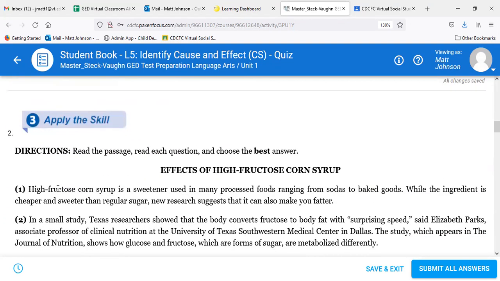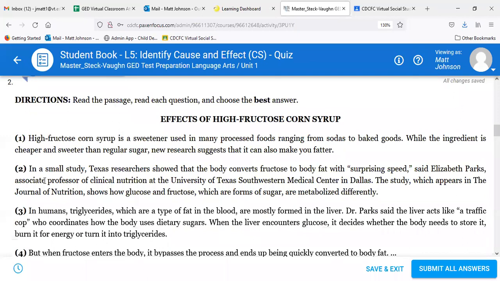Okay. New passage. Effects of high fructose corn syrup. So, high fructose corn syrup is a sweetener used in many processed foods ranging from sodas to baked goods. While the ingredient is cheaper and sweeter than regular sugar, new research suggests that it can also make you fatter. In a small study, Texas researchers showed that the body converts fructose to body fat with surprising speed, said Elizabeth Parks, associate professor of clinical nutrition at the University of Texas Southwestern Medical Center in Dallas.